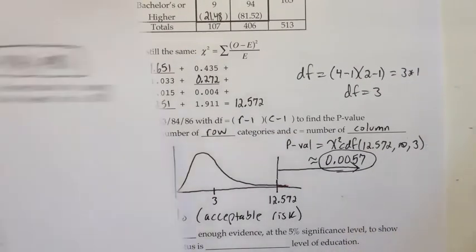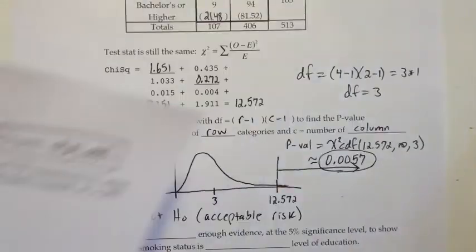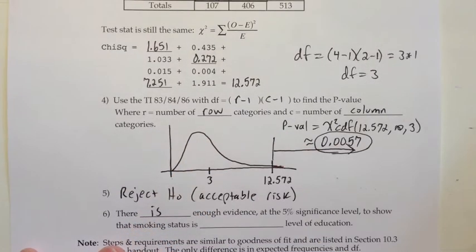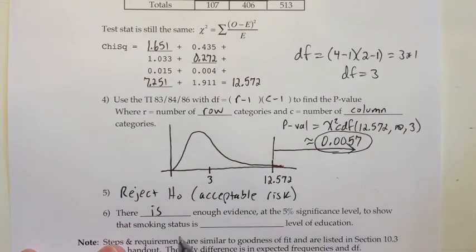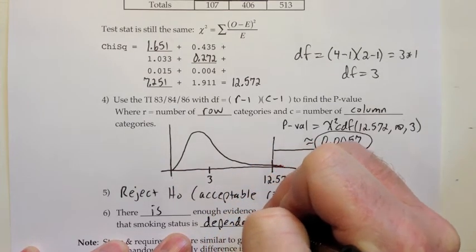And the alternative was H1, that said that smoking status is dependent on their education level. So when I write that out, I'm going to say there is enough evidence at the 5% significance level to show that smoking status is dependent on the education level.